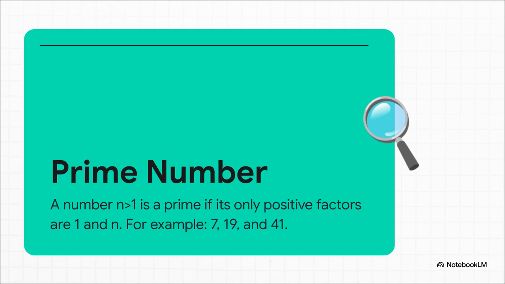Okay, so a prime number. This is a number that you just can't break down any further. Its only factors are 1 and itself. That's it. That makes it a fundamental unit, one of those indivisible atoms we were just talking about.